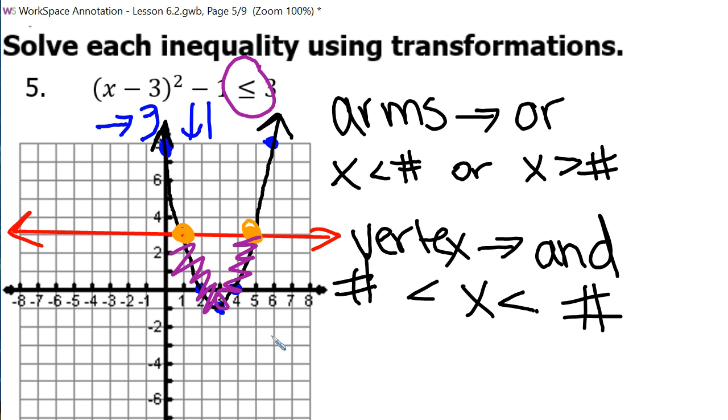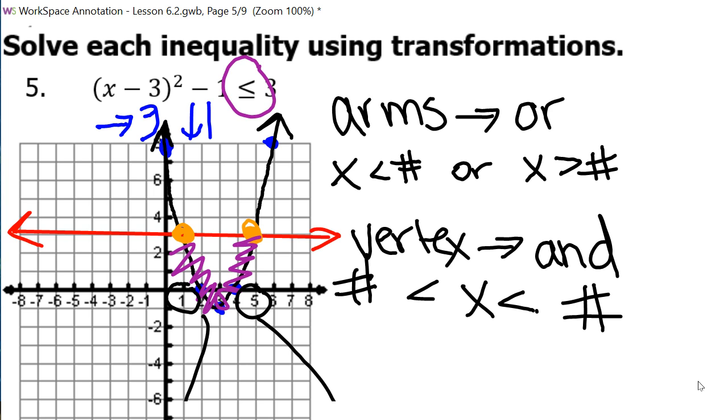Now, where do you get them from? You get them from the points of intersection. If you look at this point of intersection, the x value is 1. If you look at this point of intersection, the x value is 5. And then you just drop them down. There's the 1, there's the 5.